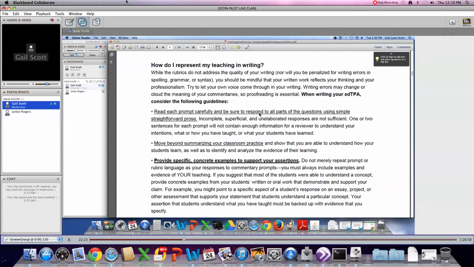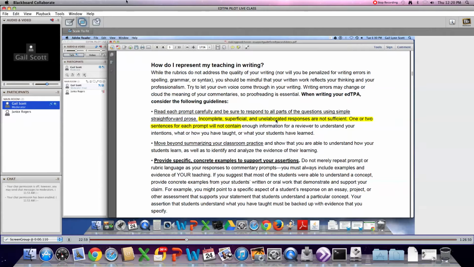It says to read each prompt carefully, be sure to respond to all the parts. So that's the reason I just modeled that in the other students' work from last year. Simple, straightforward writing, okay? So write in paragraph, complete sentences. Prose means paragraphs and sentences, complete sentences, not bullet points. Okay, now, this is key information, and I wish I could highlight. Oh, it looks like I can. Yay!